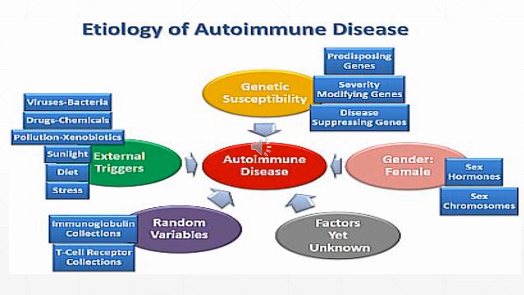This slide shows the etiology of autoimmune disease. In the center, you've got the autoimmune disease, and depending on what it is, it can start with genetic susceptibility, which means predisposing genes that you have. Maybe it's a recessive trait that skips a few generations and becomes prevalent in you. There are also severity-modifying genes and disease-suppressing genes. So it depends on what is going on genetically, whether or not this person may be predisposed to it.